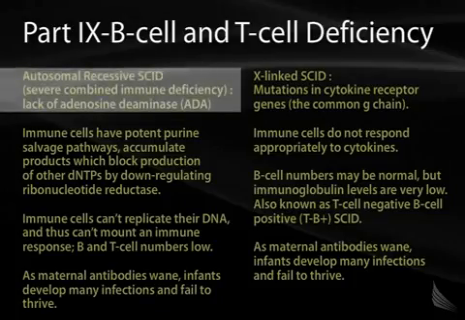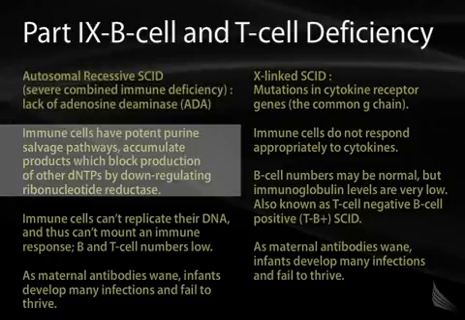So just to go through a couple of them: autosomal recessive SCID. This is the boy in the bubble disease, right? Lack of adenosine deaminase, okay, ADA. Immune cells have a potent purine salvage pathway, and if you lack this enzyme, you get accumulation of products which block production of other dNTPs by downregulating ribonucleotide reductase.